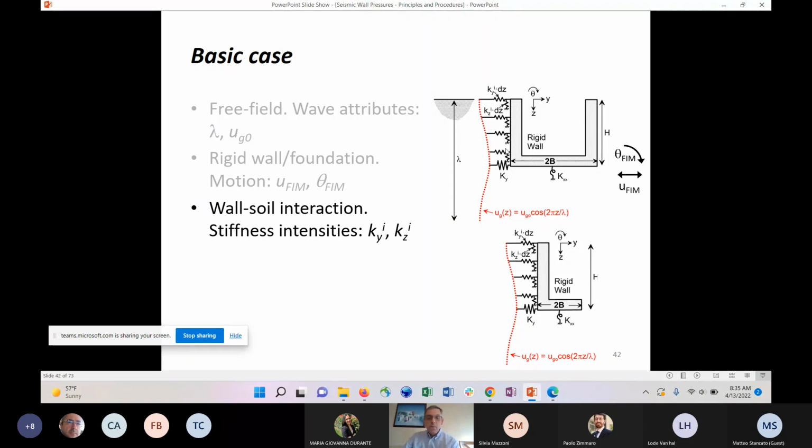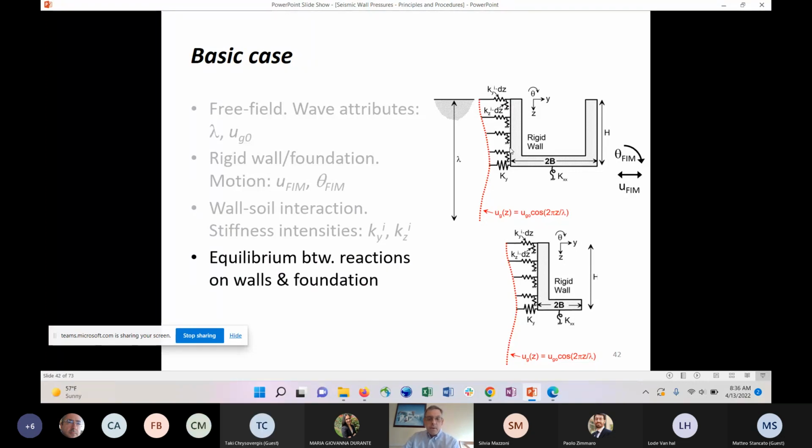The walls interact with the soil through springs, and the springs are represented through something we call stiffness intensities. As engineers, we're used to springs. A spring represents the relationship between force and displacement. The stiffness intensity is a little bit different. It's essentially stiffness per unit area. So if you take the stiffness intensity, in this case kyi, and multiply it by a differential depth dz and then a unit width out of the page, you get the stiffness for this spring. It's a convenient way to express it to start building models in the computer. So there's a horizontal stiffness intensity and a vertical.